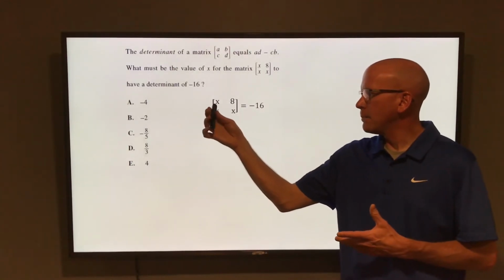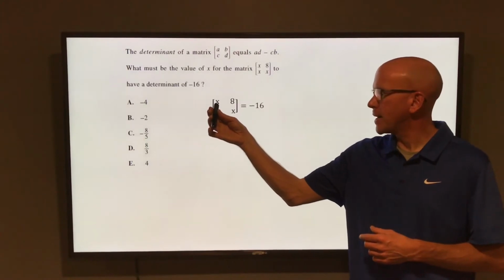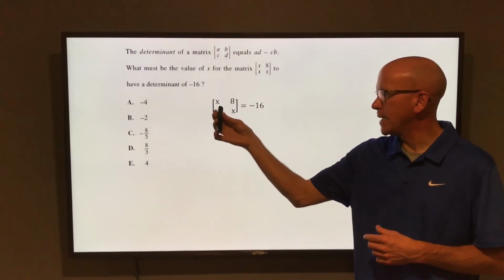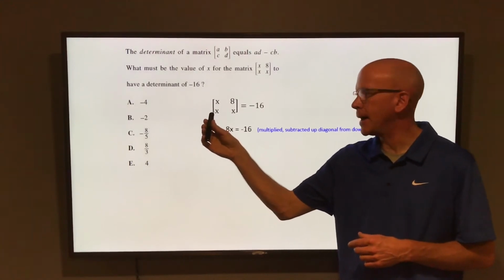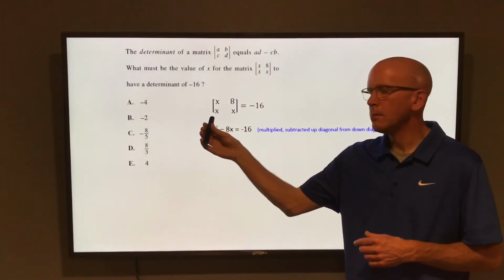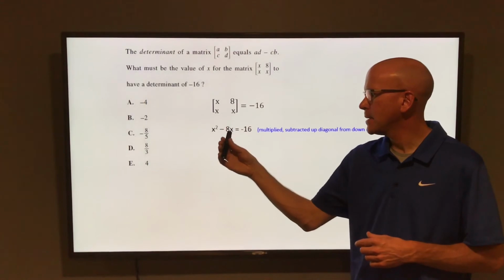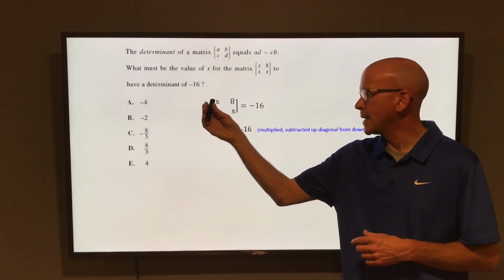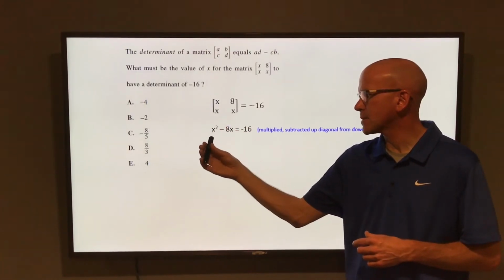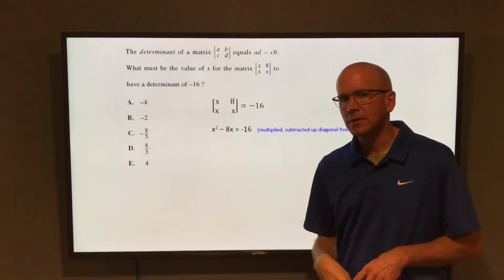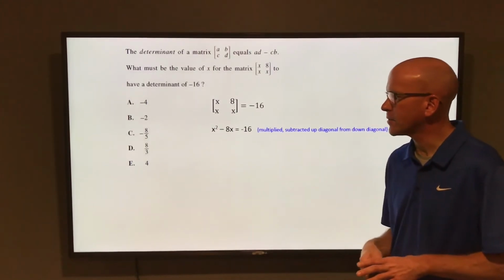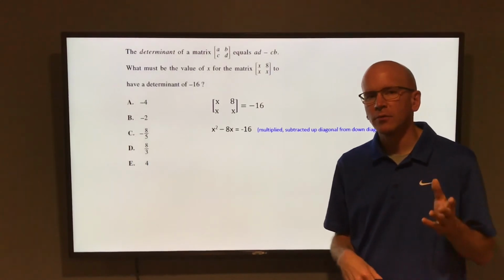Well, to get that, again, multiply down diagonally. Start in the top left corner, multiply down diagonally, x times x, that is going to be x squared, and then subtract the up diagonal. Start in the bottom left corner, multiply up diagonally, x times 8 is 8x. X squared minus 8x is equal to negative 16. But we have to find the value of x.